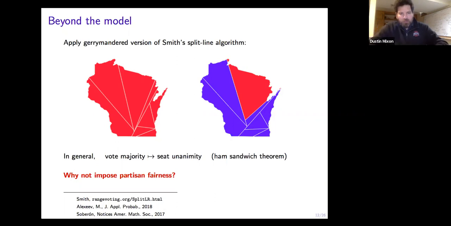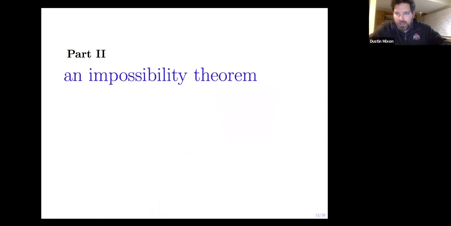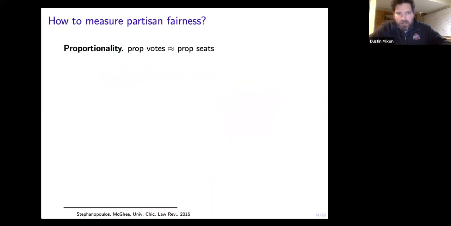But what this suggests is restricting the shape is insufficient to combat gerrymandering. You have to restrict something else. And so you might look to impose partisan fairness. And this is what we'll be talking about in the second part of my talk. So how do you measure partisan fairness? You know lots of ways of measuring bizarre shape.